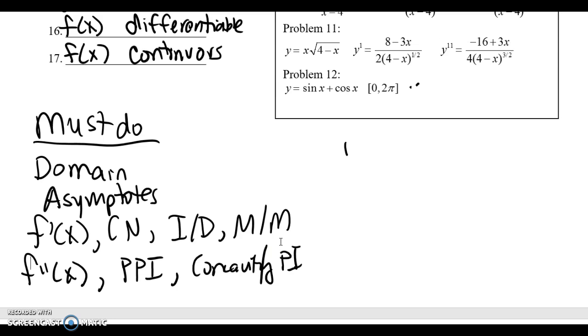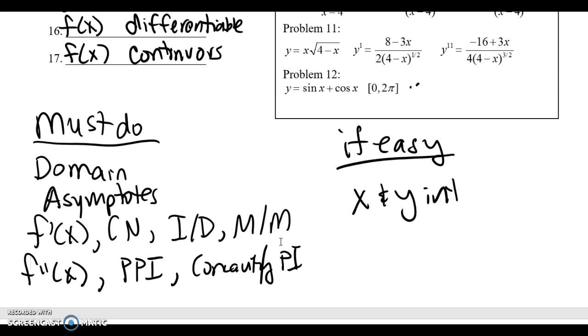Things that you want to do if it's easy, because it's going to make graphing a lot easier, are your x and y intercepts. And what I mean by easy: if you're going to have to use the quadratic formula, that's not easy. Factoring, definitely. The next thing you want to do is check for symmetry. Again, it's going to make graphing half as hard, because you only have to graph half of the graph and then you can reflect if you have symmetry.